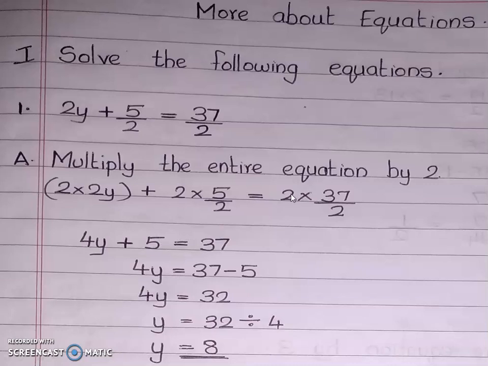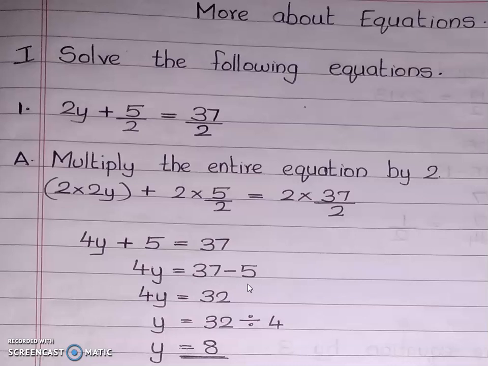Similarly, here also 2 is in the numerator and 2 is in the denominator. So you will cancel. What is remaining? 37. So the final equation which you will get is 4y plus 5 equal to 37. Now, using the transposing method, you will take plus 5 to the other side. That is minus 5. 4y equal to 37 minus 5.